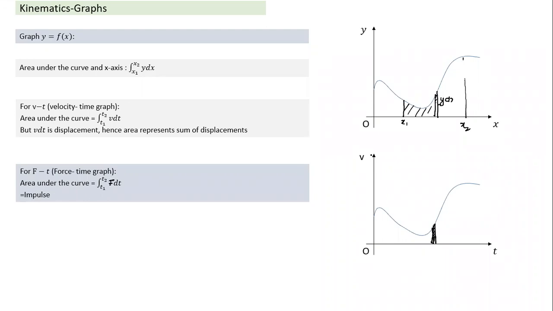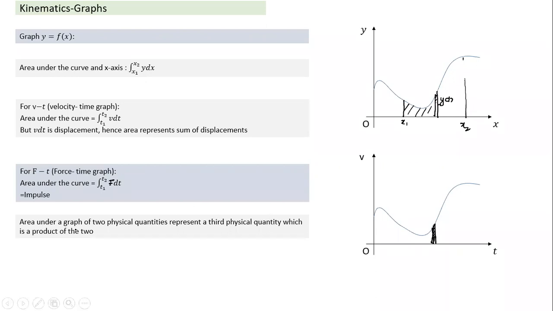Every time we look at a graph, we should understand what the slope signifies. Slope signifies dy by dx, and what does area signify? Area signifies y dx, the product of those two quantities. And it is valid not for kinematics alone, it is valid for all topics in physics. Once we understand, the area under a graph of two physical quantities represents a third physical quantity, which is the product of the two. Okay, so that's how it ends.